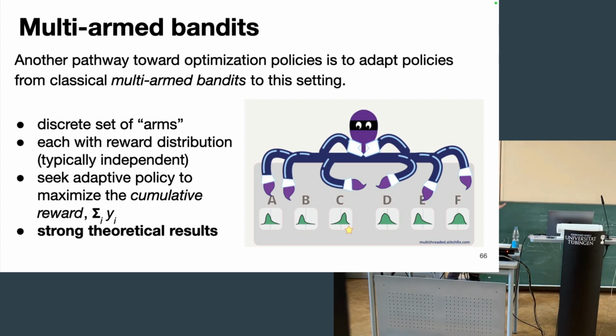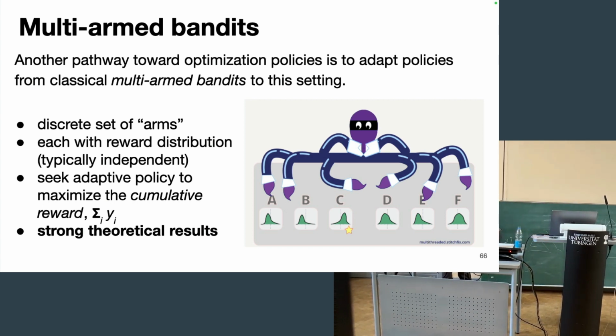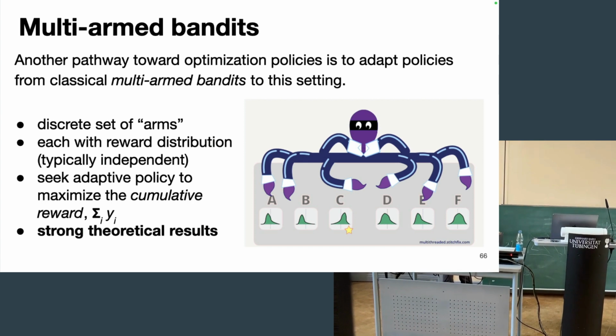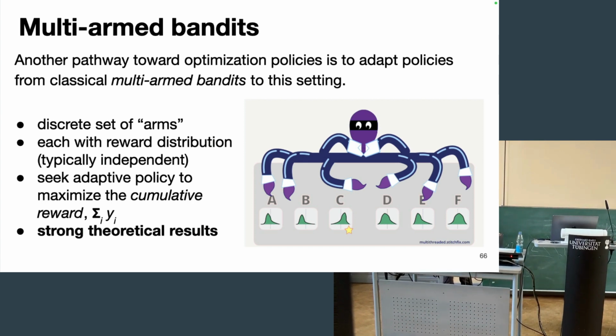So multi-armed bandits is a field of research that goes back to the 1930s and exploded in the 1950s with a whole bunch of very strong theoretical results. Over the years, these strong theoretical results known for multi-armed bandits have been very tempting in terms of identifying those algorithms and maybe trying to borrow their ideas to establish theoretical guarantees for Bayesian optimization.